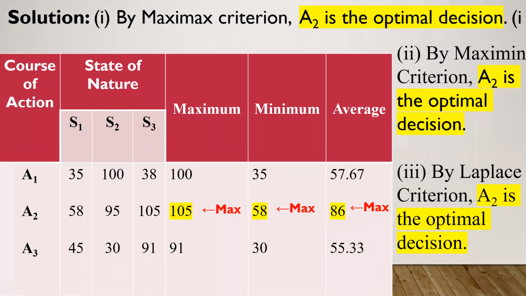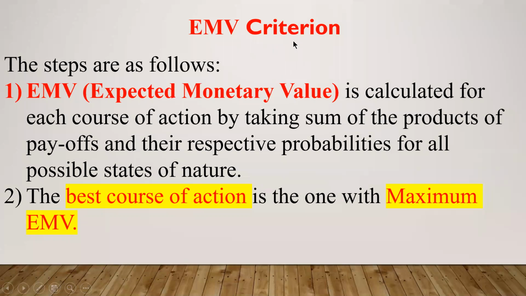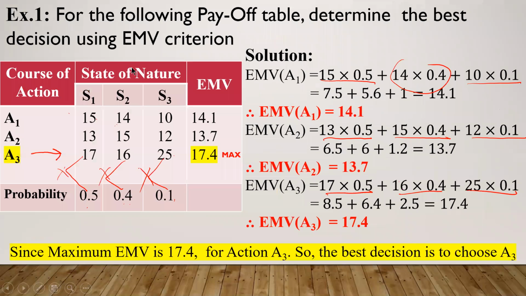And when probabilities are given, that means decision making under risk, previous data is available, so probabilities will be given. So which criterion is used? We use EMV criterion. Decision making under risk, we use EMV criterion if the payoff table is given to you. So when the payoff table is given to you, find out the EMV for each course of action by taking the sum of the products of payoff and the probabilities.